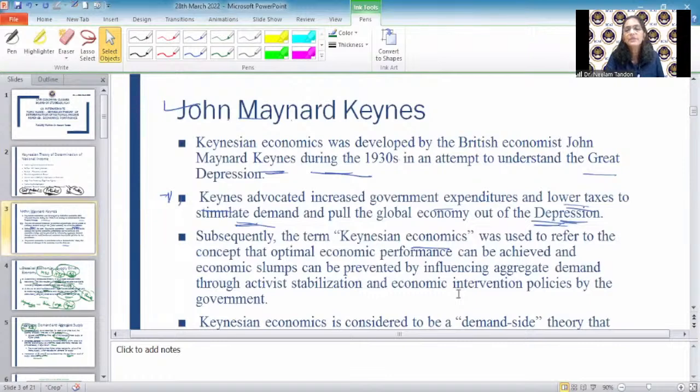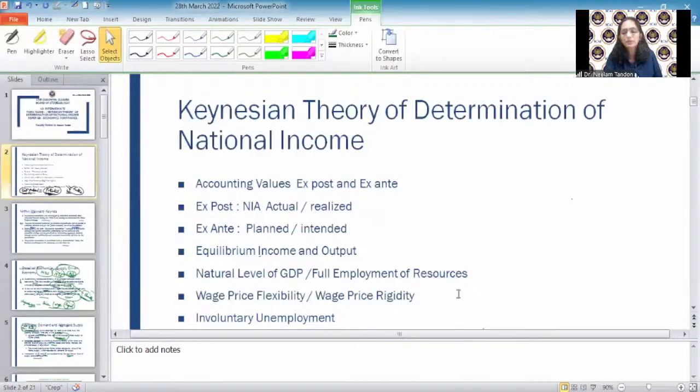Then MPC, why should MPC be greater than 0 and less than 1? Because if income increases, we will always go for spending, maybe more, but not 100% of it. Some amount we always save. That is the notion proposed by Keynes. Why does APC reduce? Because as you have more and more income over a period of time, your average propensity to consume decreases. What is propensity? Propensity is desire.